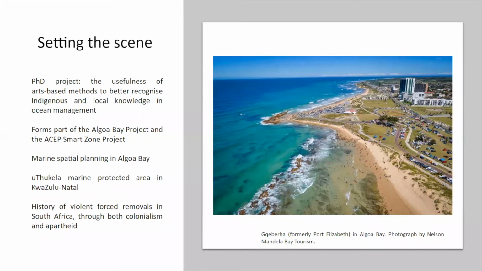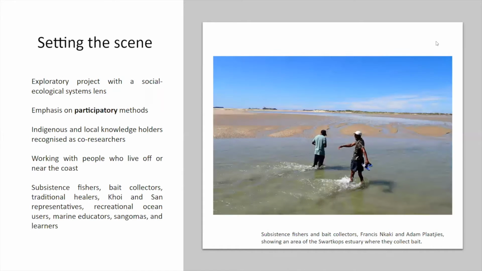And as I mentioned, specifically in Algoa Bay as well, and in what used to be Port Elizabeth, now Gqeberha, there is a violent history of forced removals and institutionalized racism through apartheid and colonialization, which have impacted people's access to the ocean and the coast, and comes out quite strongly in people's connections, current and historical connections.